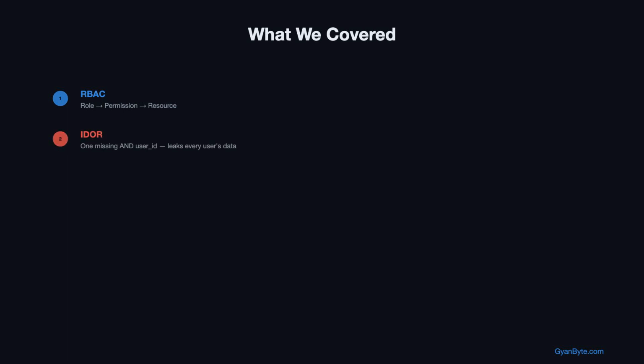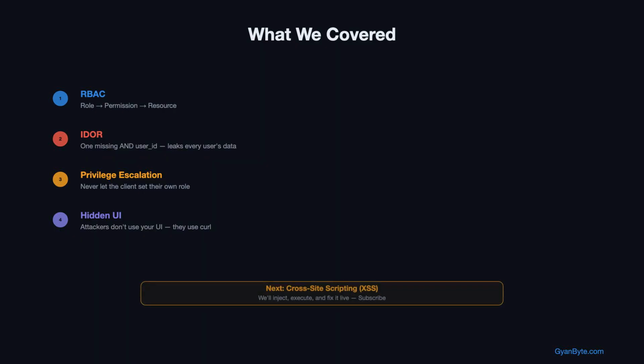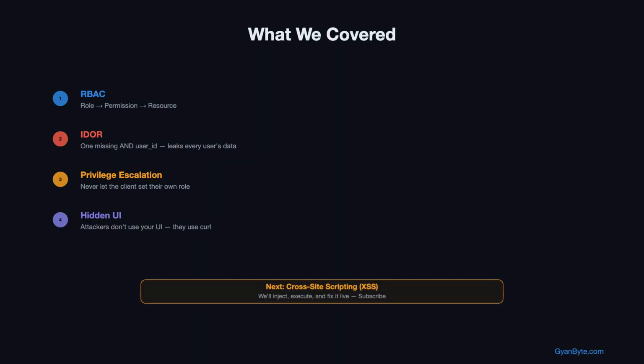IDOR, one missing clause leaks every row in your table. Privilege escalation, the server must never trust the client's claimed role. Hidden UI, dev tools takes 3 seconds. Server checks are free.